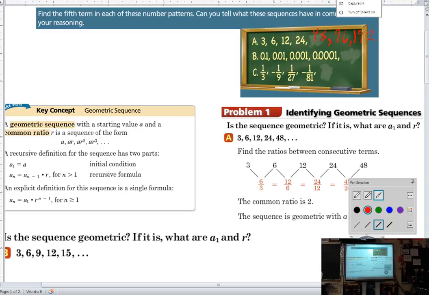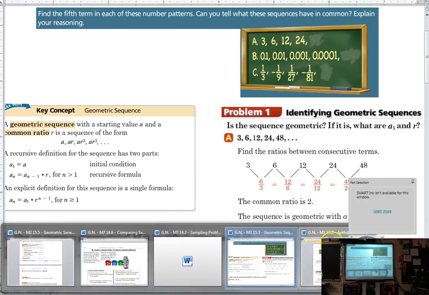Now C's weird. Why is C weird, Michelle? It's a negative number and it's also times a fraction. So it's multiplying by a negative fraction, which means my terms are going to alternate negative, positive, negative, positive. What is that fraction between them, Calvin? A negative third. So my next one here would be positive 1 over 243. Yep.